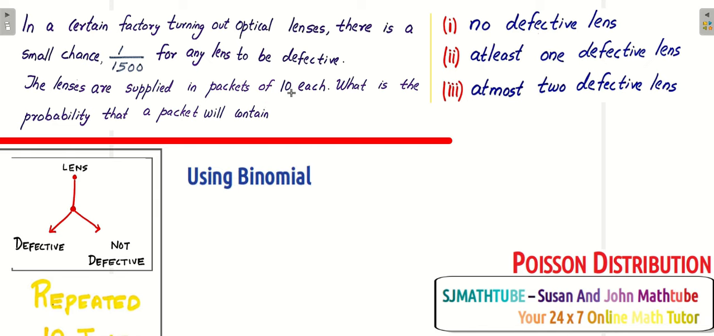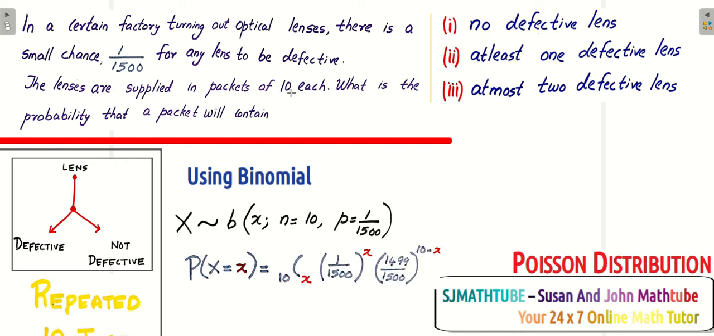Now if you're planning to use binomial, you can of course use binomial. You don't have to approximate into Poisson. Yes, if you have a powerful calculator, you can do it easily with binomial. Okay, so this is what you're supposed to use. n equal to 10 and p equal to 1 by 1500. Okay, now I want you to calculate this by yourself, and you can comment the answers in the comment section.